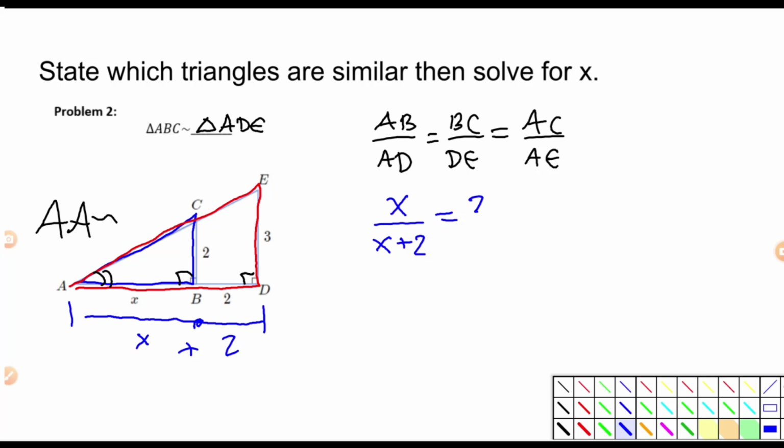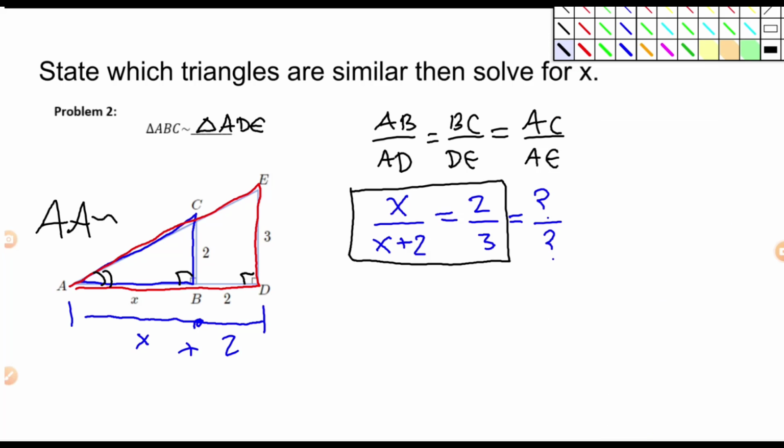So BC is 2 and DE is 3, and we don't know what AC is, and we don't know what AE is. Perfect. So in this problem, it makes your life easy. You know what proportion you're going to use. You're just going to use this one right here. This is the one we're going to solve. Solving is going to be a little more work than usual because I have a binomial there, x plus 2.